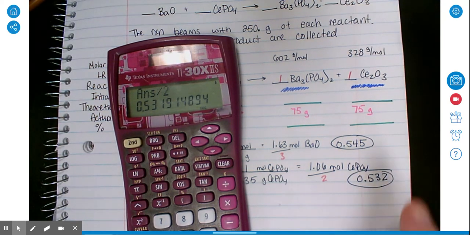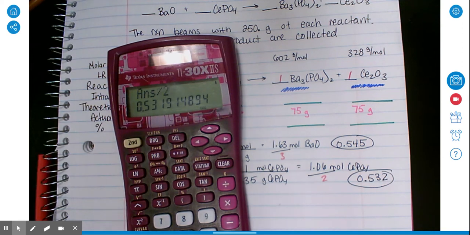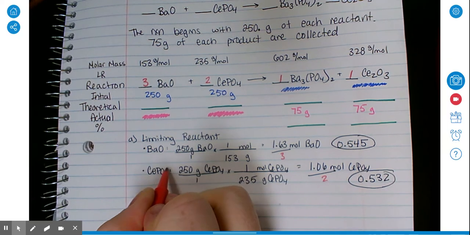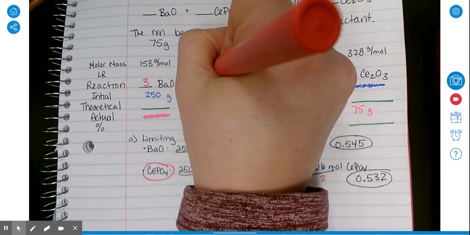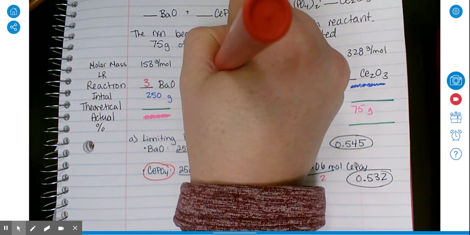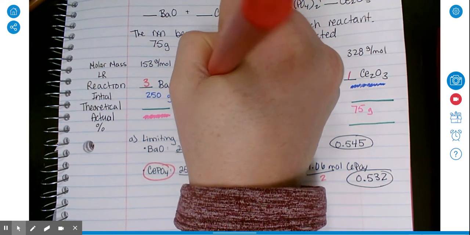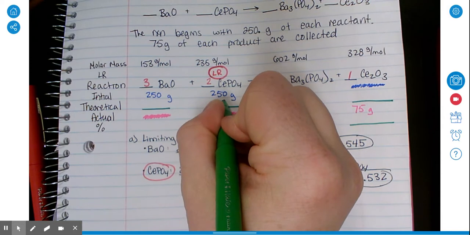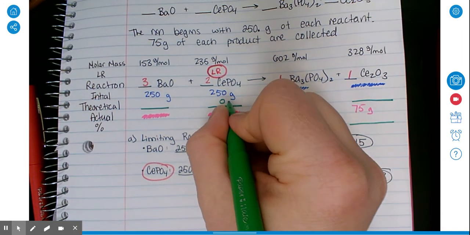They are close, but cesium is slightly smaller. So cesium is going to run out first. And cesium is going to be our limiting reactant, which means our theoretical yield of cesium is 0 grams.